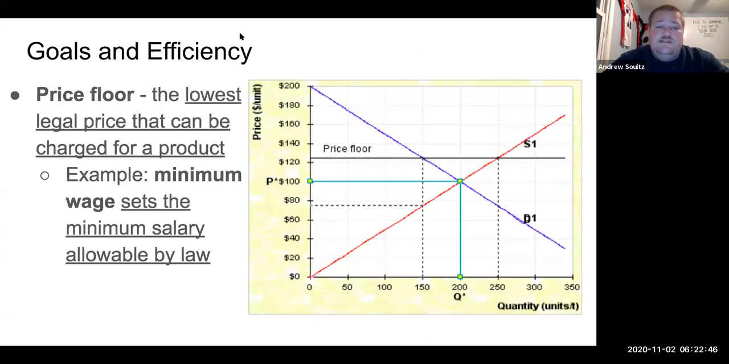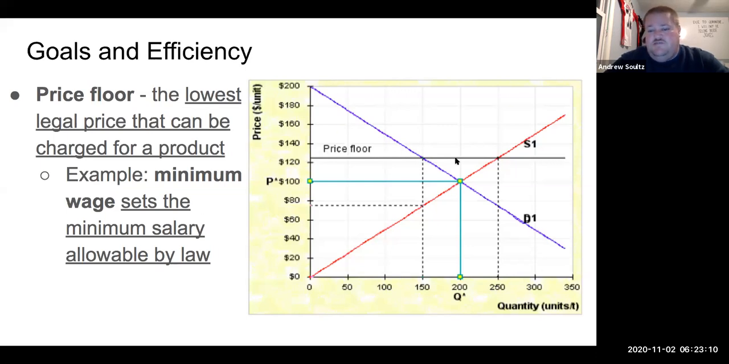A price floor is the opposite. It's the lowest legal price that can be charged for a product. And so a price floor stops the price from going down. Now, there are not many examples of this, but one is minimum wage. And minimum wage sets the minimum salary allowable by law. And so it is setting the lowest legal price that can be paid for labor.